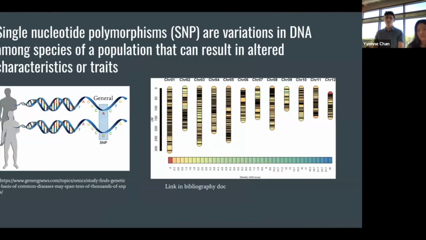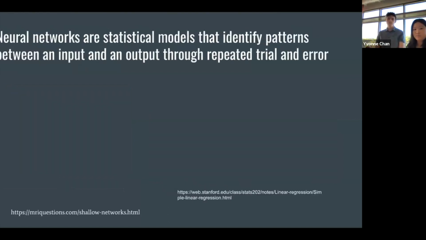Single nucleotide polymorphisms, or SNPs, are variations in DNA that can result in altered characteristics or traits. For example, this image shows a SNP, where the general population would have an adenine, while those who have that particular SNP would have a guanine instead. SNPs occur all throughout an organism's genome, as in this image, which displays a map of SNPs across all of an organism's chromosomes. The simplicity of SNPs, as well as their prevalence, make them a good way for scientists to analyze variation among genetic material, as well as the impact of variation on features. These are the same reasons we chose to use SNPs to analyze the rice genome.